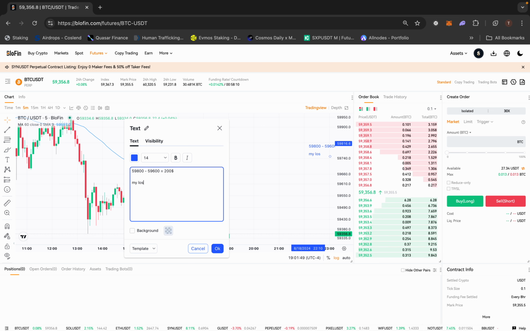So my loss equals $200 times whatever amount of Bitcoin I have. So if I have one BTC, I lose $200. If I have 0.01 BTC, I lose $2. And this is only if the price goes from, I enter at 59,800 and it goes to 59,600. If it drops $200 and I have 0.5 BTC, I lose $100, right?